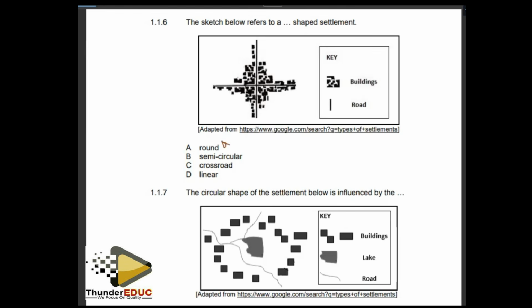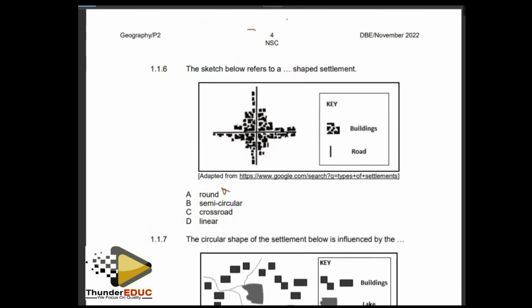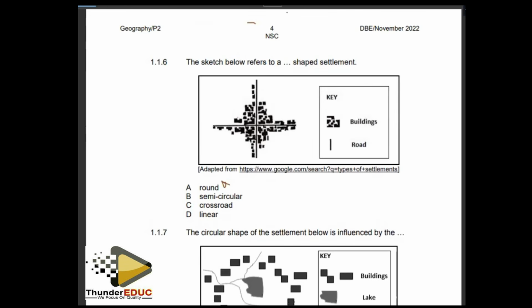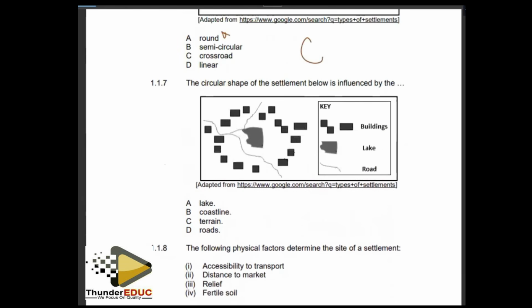Is it semicircle? A semicircle means it's a halfway circle. Do you see anything that is a halfway circle? No, that is wrong. Is it a crossroad? Yes, because roads are crossing here. Okay, so the answer here is C. The answer there is C. We go to the next one.